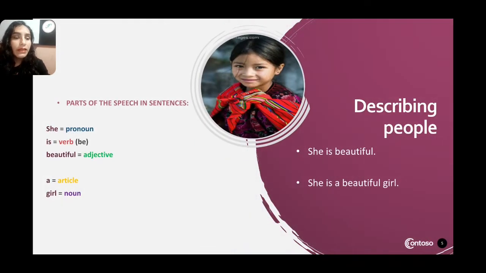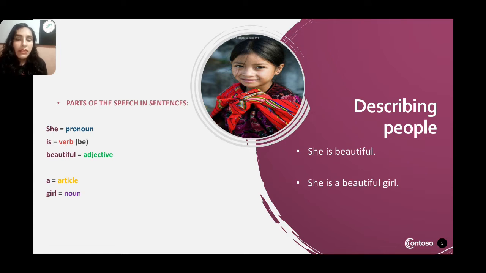Okay. So now we're going to use some simple sentences to describe people. Here you have two examples. She is beautiful. She is beautiful is a short sentence. And then you have she is a beautiful girl. It's a longer sentence. She is beautiful. She is a beautiful girl.